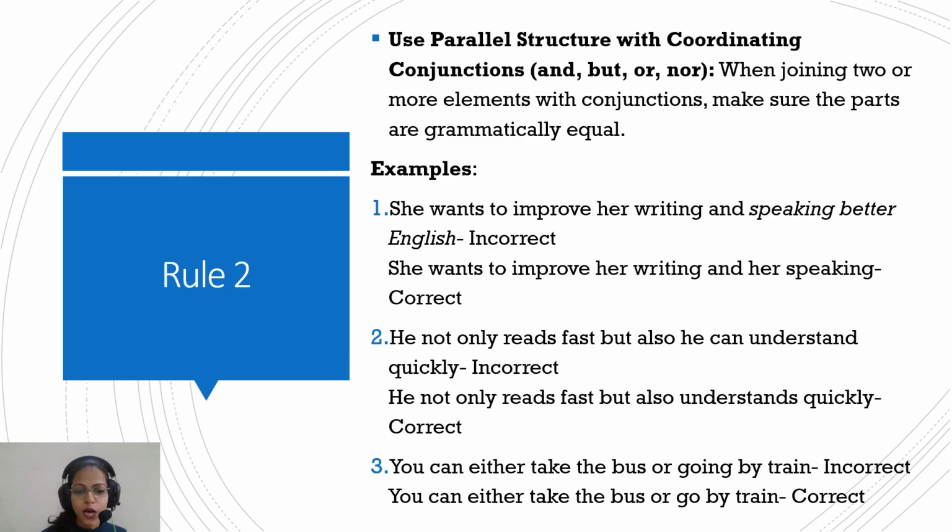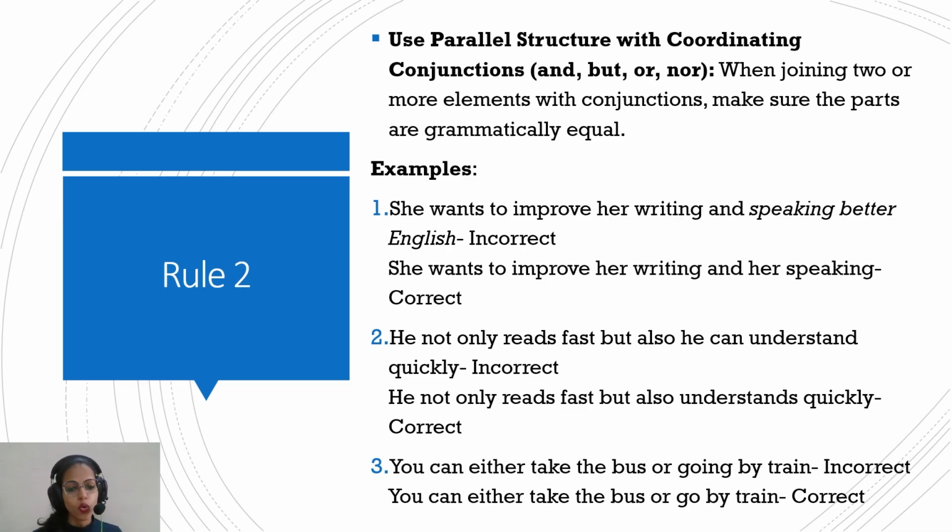So let's look at another example. He not only reads fast, but also he can understand quickly. So now the coordinating conjunction here is but. So let's see on both sides of but if the parallel structures are consistent or not. He not only reads fast, but also he can understand quickly. So it's not parallel and it's not consistent, and hence it's not easy to understand.